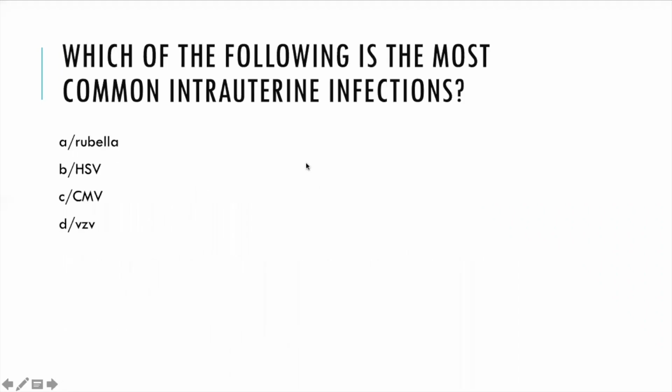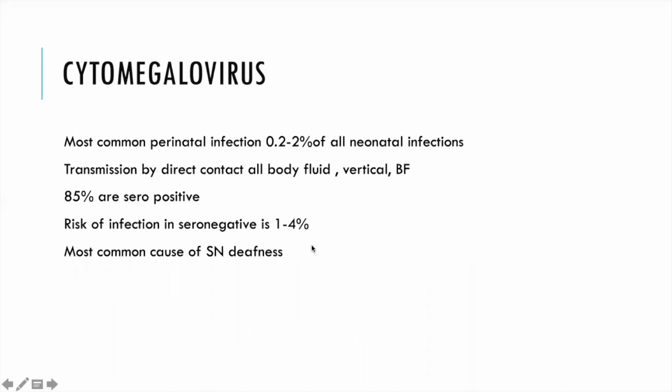Which of the following is the most common intrauterine infection? Rubella, HSV, cytomegalovirus, or varicella-zoster virus? Of course, the most common intrauterine infection is cytomegalovirus. It accounts for 0.2 to 2% of all neonatal infection.